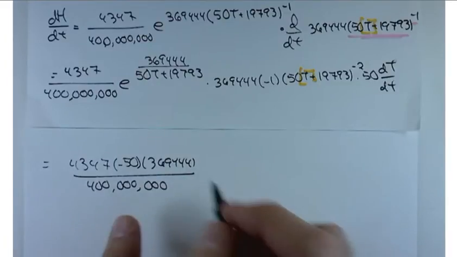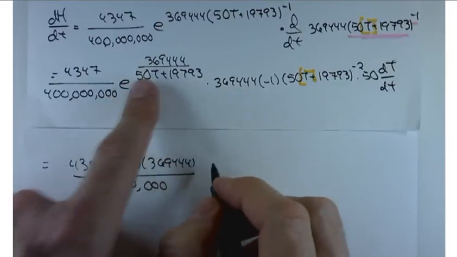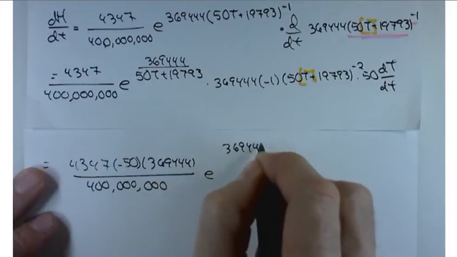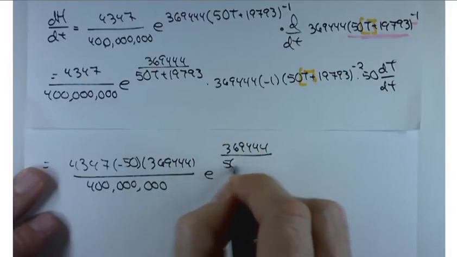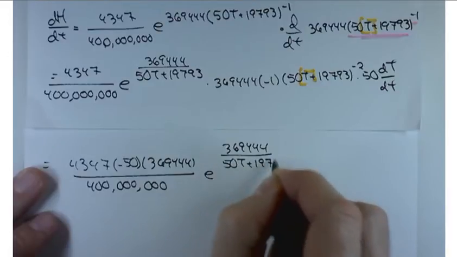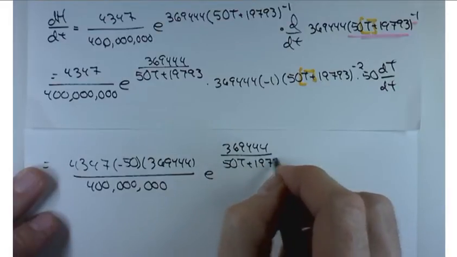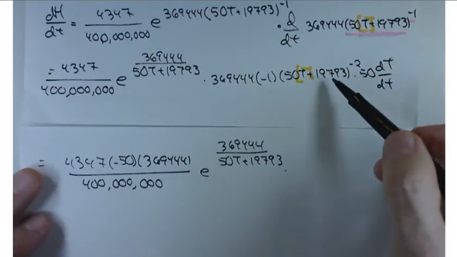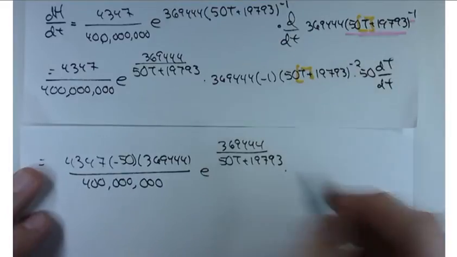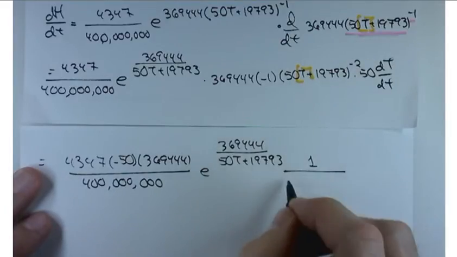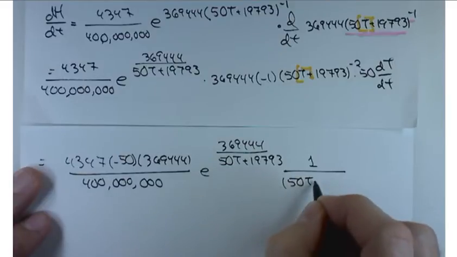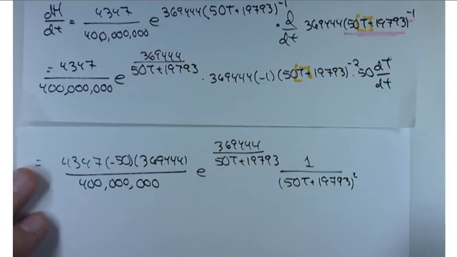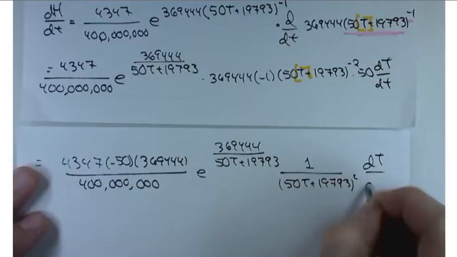What else am I going to have in the denominator? Well, let's just leave this here. E to this power, 50T plus 19,793, times what's left. This term, let me put it in the denominator: 1 over 50T plus 19,793 squared, times dT by dt.